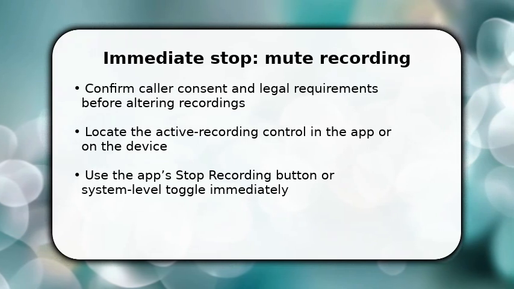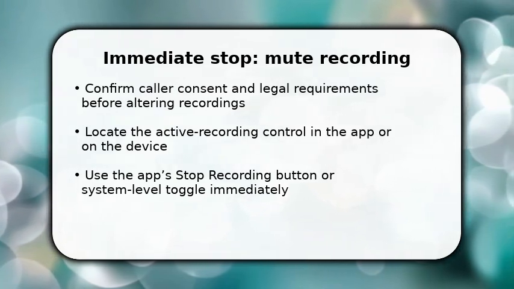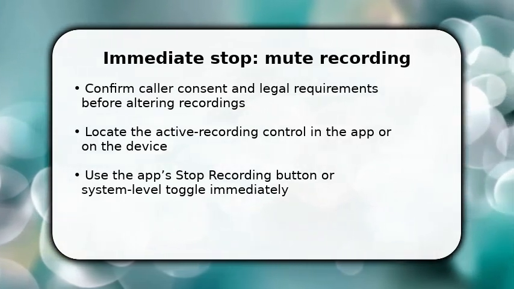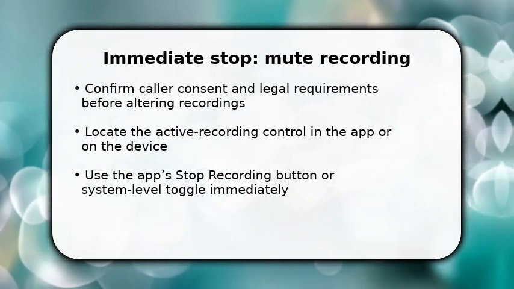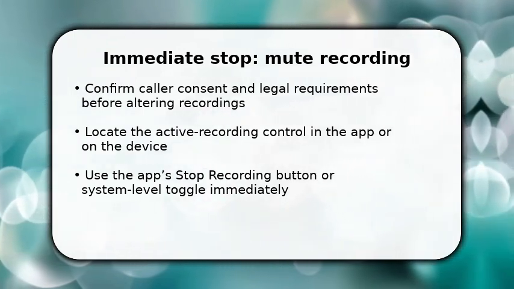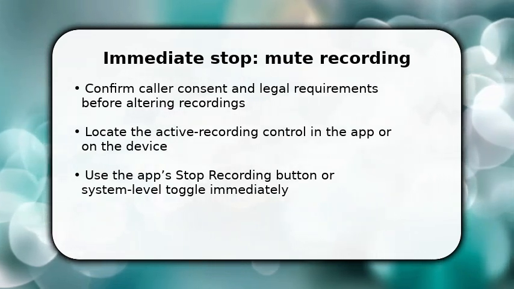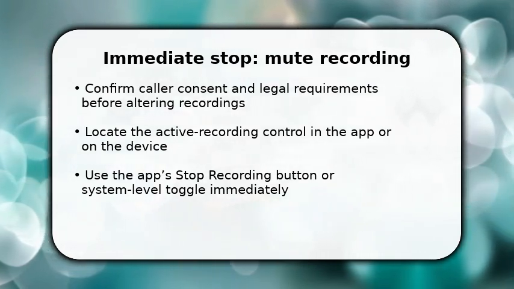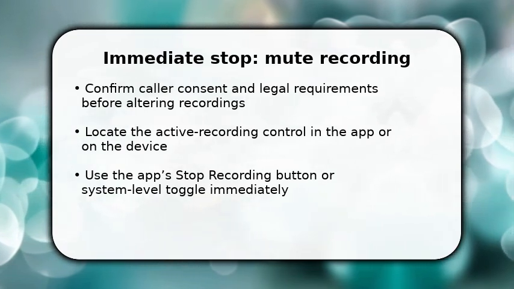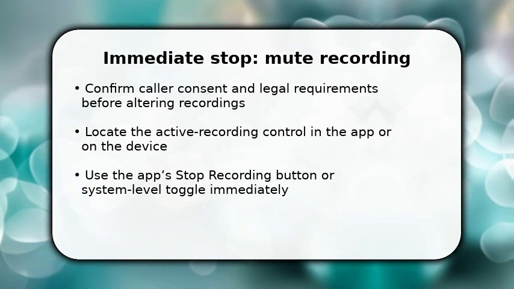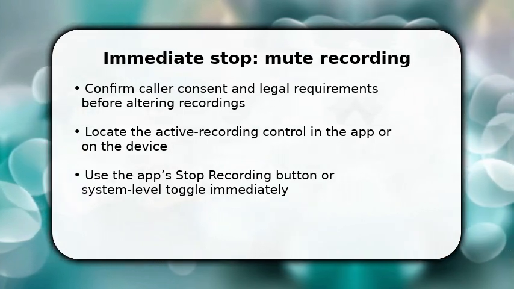You start by stopping the capture right now. First, confirm you are allowed to stop recording. Legality matters. Next, find the active recording control in the call UI or system tray. Tap the stop recording button or flip the system toggle. Do it decisively. Once done, check the UI changes, red indicator should disappear, and a confirmation message often appears.